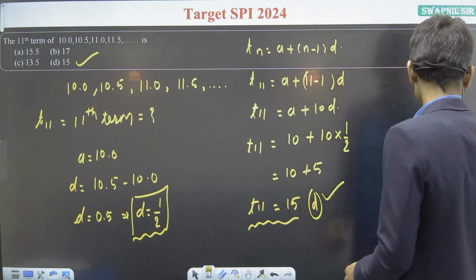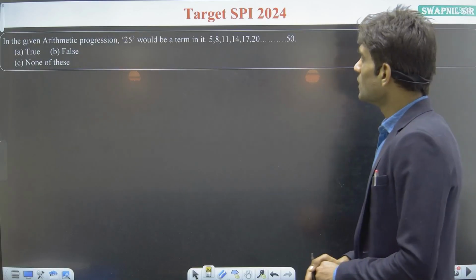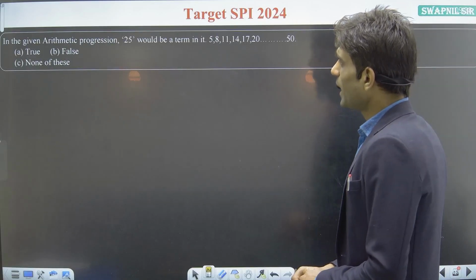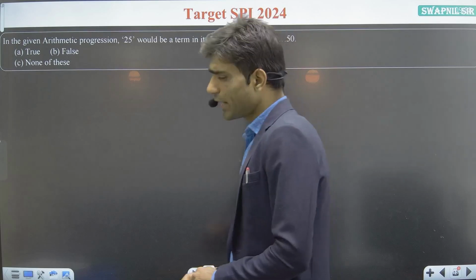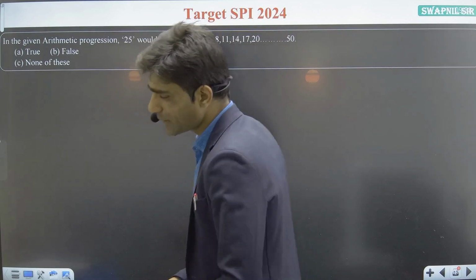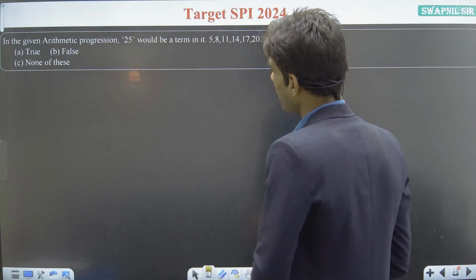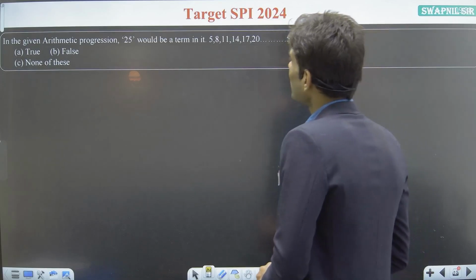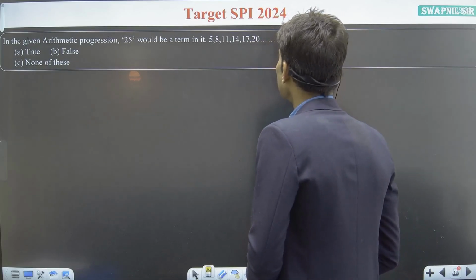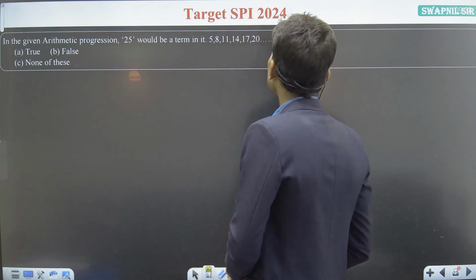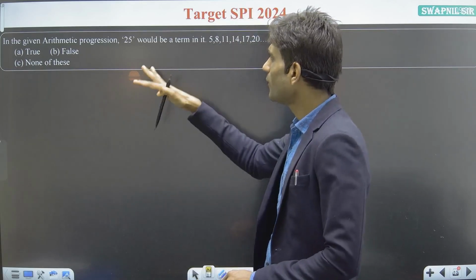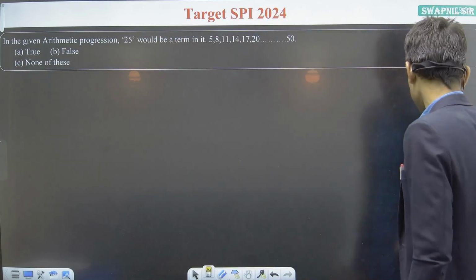Now let's move to the next question. In our next question, we have an arithmetic progression and the number 25. The progression is 5, 8, 11, 14, 17, 20, and so on. We have to find out whether we can write 25 as one of the remaining terms.